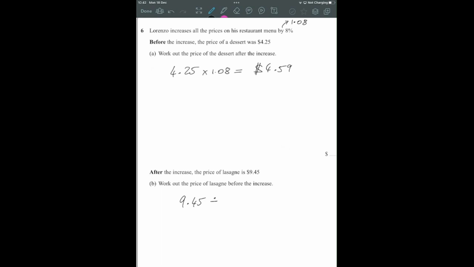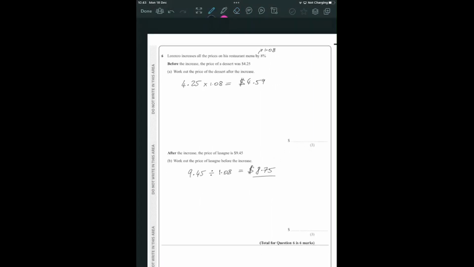Well, now I'm going back in time. Well, the opposite of multiplying by the multiplier is dividing by the multiplier. Don't fall into the trap of thinking the opposite of an increase is a decrease, because that's very rarely right. Actually, I don't think that's ever exactly true. Dividing, however, is the best way to go back in time, and we get 8.75. Let's use the right currency.